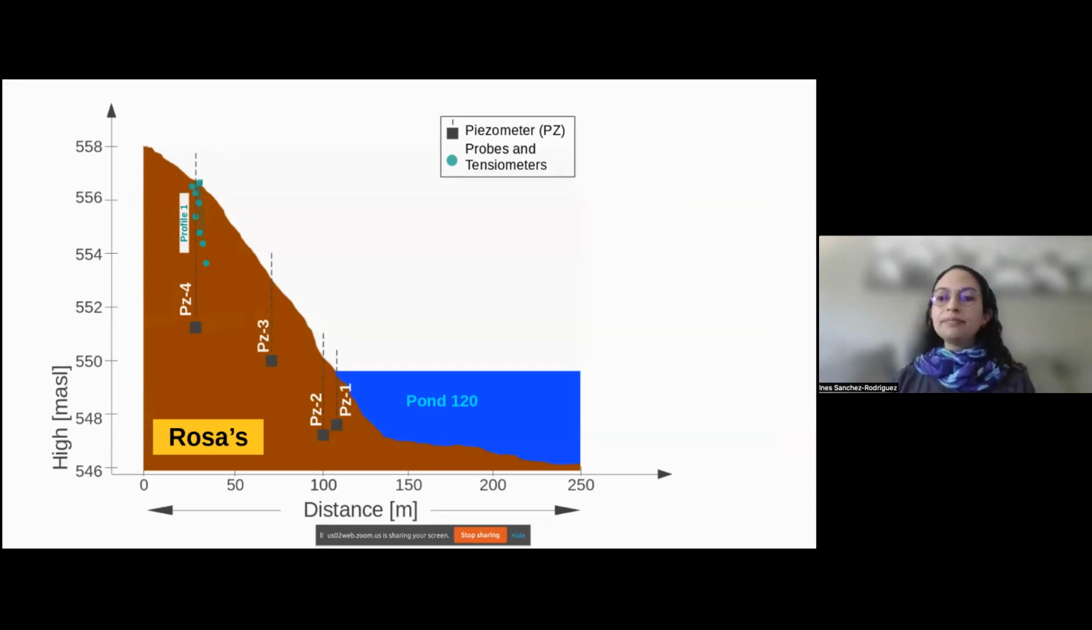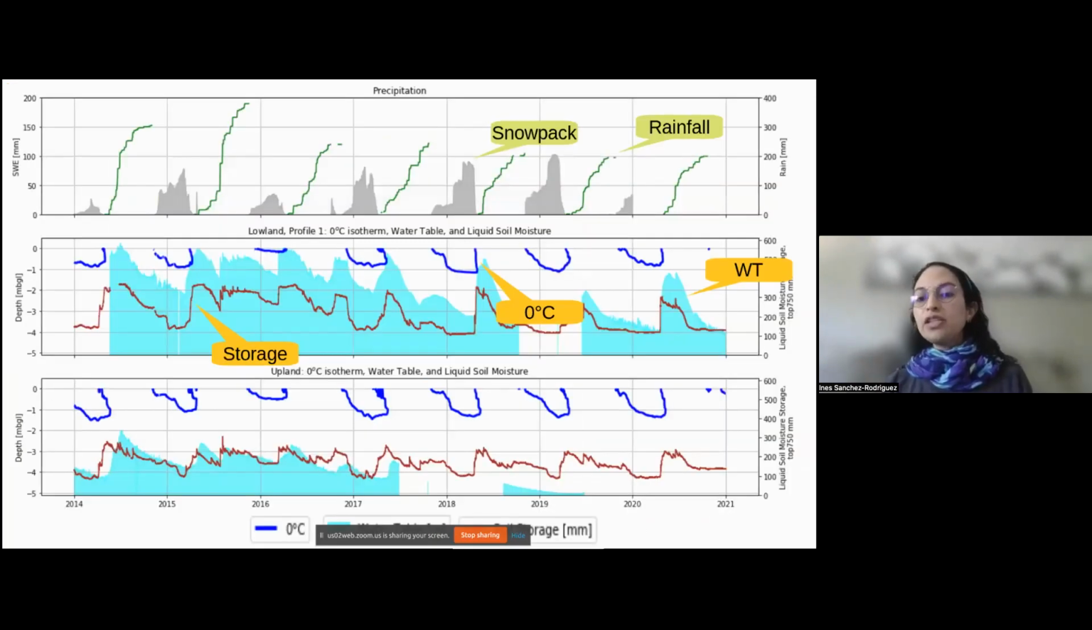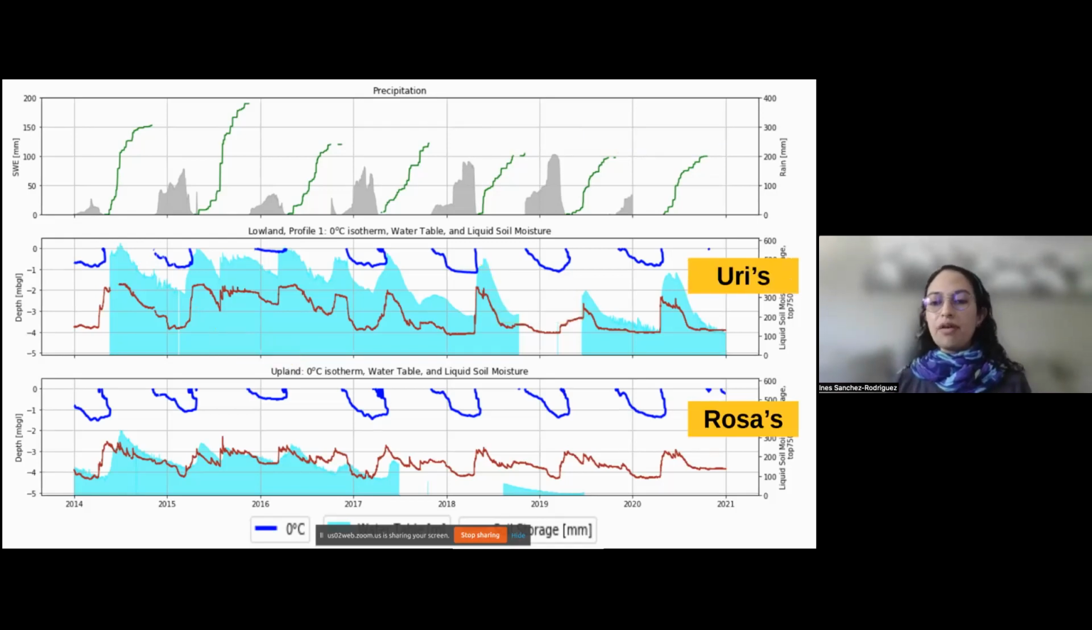Okay, results. In this plot, we try to summarize the results. In the top, we have the snowpack and the cumulative liquid rainfall after the winter in green. And below, we have information for frozen depth in dark blue, water table in light blue, and changes in the storage in red, for both Uri's and Rosa's transect.